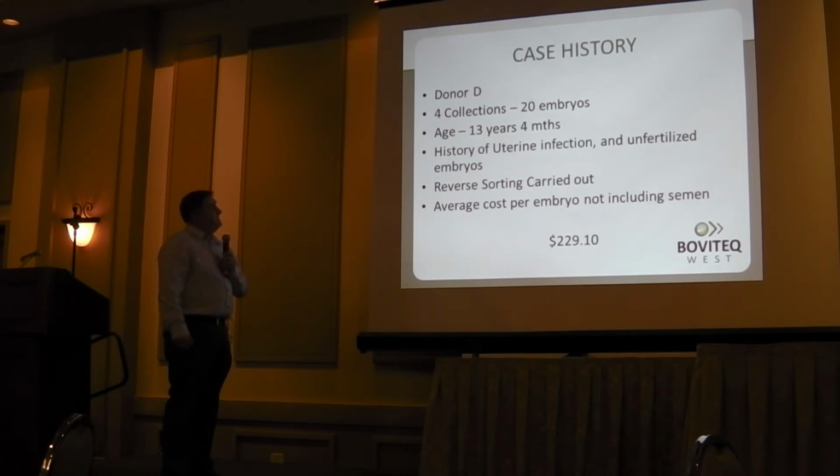And then donor D. This was another older cow, 13 years, 4 months. We did 4 collections and got 20 embryos. She had a history of quite a severe uterine infection and lots of unfertilized embryos. Reverse sorting again was carried out, and the average cost per embryo, not including semen, was $229.10.